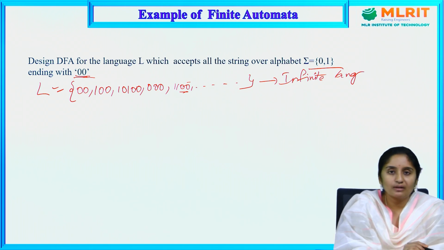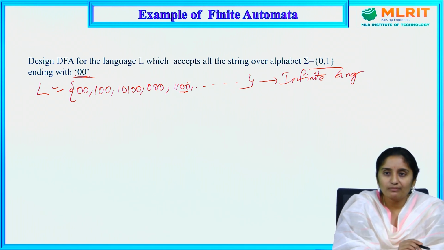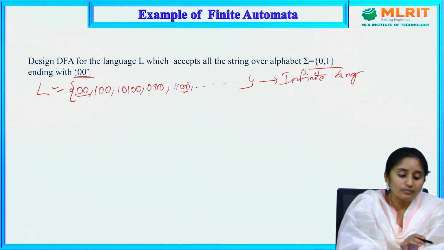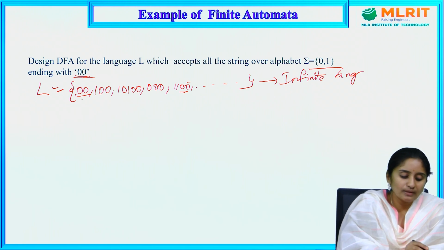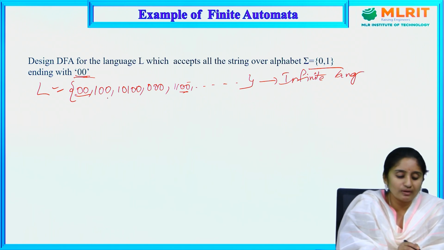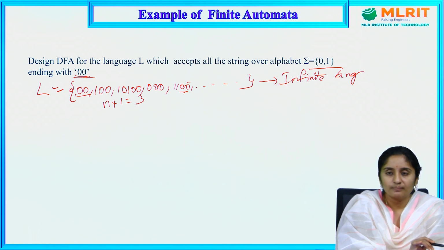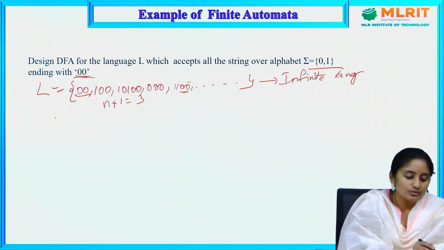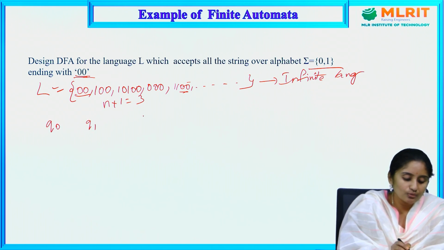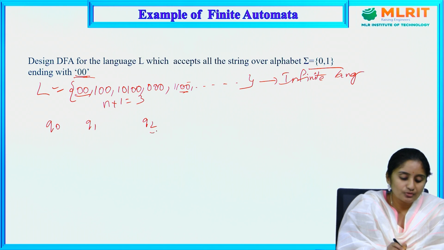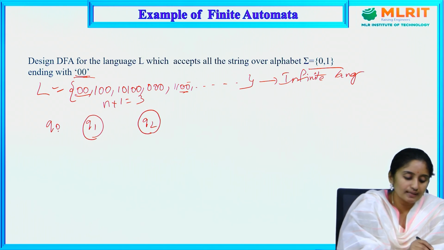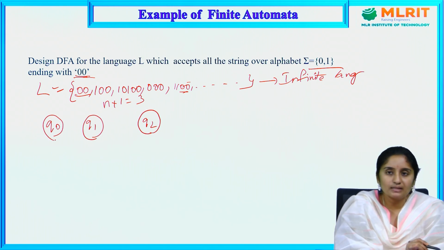So first we need to construct a language and check the minimum length. What is the minimum length string here? 2. So the minimum length string is 2, so the number of states we will have is n plus 1, nothing but 3 states. So let's construct a DFA diagram. Let's plot the 3 states Q0, Q1, Q2.